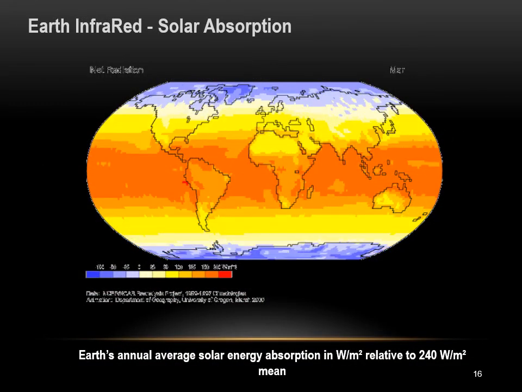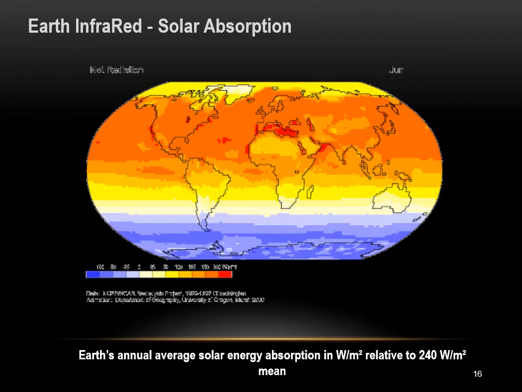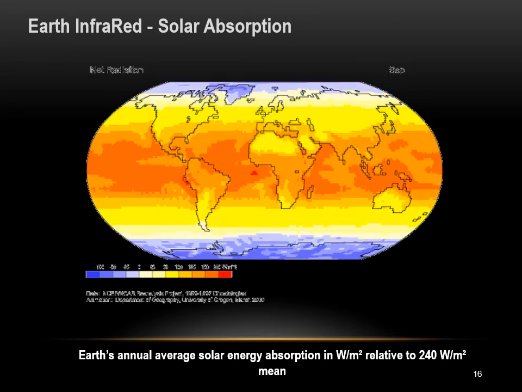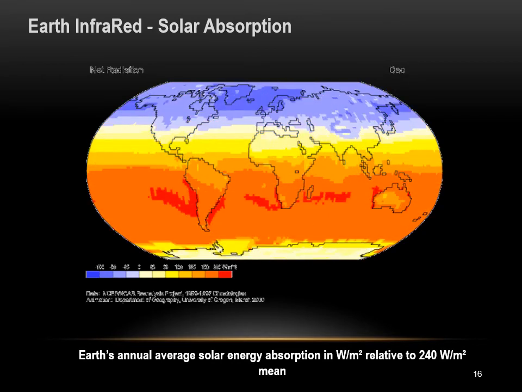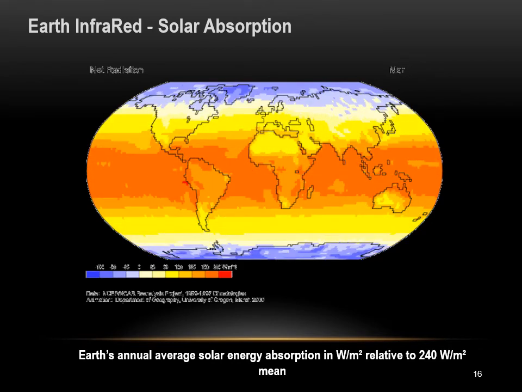The amount of radiation received by the Earth varies, and much of it is reflected back into the atmosphere. This map shows net absorbed solar radiation.